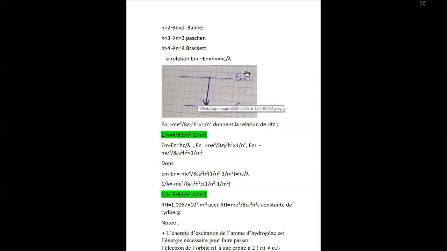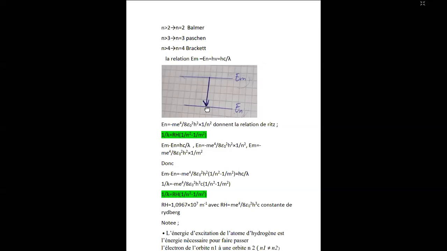So EM, EN. It can move from EN to EM. Then when it is emitting, it comes back to the origin, which I was explaining. So there are many ways of finding the wavelength. This is the second relation. If they tell you to find the wavelength, this is one way of finding it.